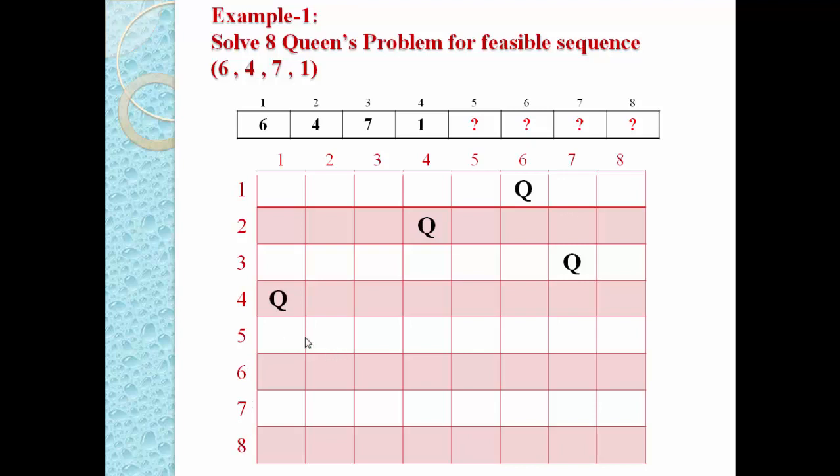As we discussed, we will place our 5th queen on the 5th row, 6th queen on the 6th row, 7th queen on the 7th row and 8th queen on the 8th row. So there is no clash of row, the same 2 queens will not be on the same row. So let us solve this example by using the backtracking concept.